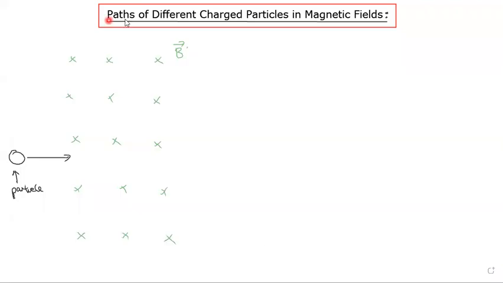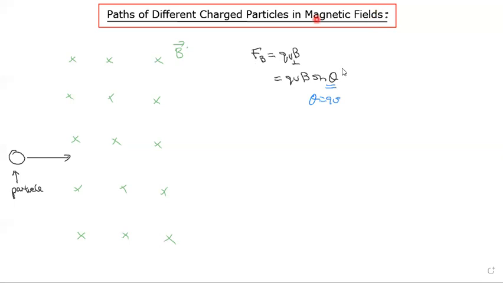What we'll be considering here is the paths or trajectories of different charged particles within magnetic fields. One of the first things we need to be aware of is that if you have a moving charge in a magnetic field, you'll experience a force equal to QVB, or V perpendicular B, often represented as QVB sin theta. For our purposes, we're going to make sure that the velocity is perpendicular to the magnetic field, so theta equals 90 degrees.